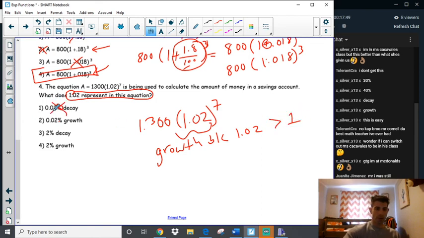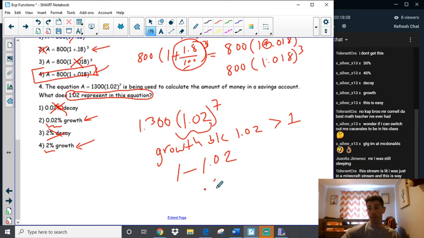So see you later, number 1. See you later, number 3. So the answer can be growth of 0.02% or growth of 2%. So again, they're kind of begging you, please circle me. Okay, but remember, we have to do 1 minus 1.02. 1 minus 1.02 is 0.02. Times it by 100. There you go, 2%.